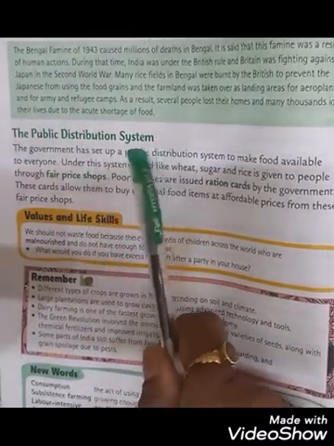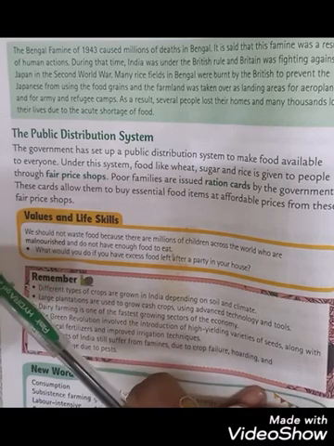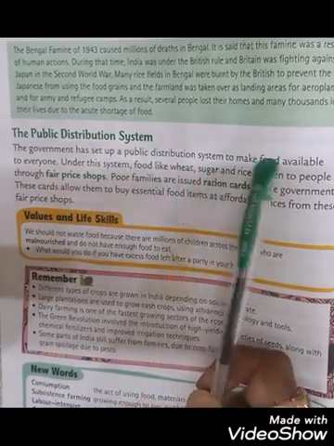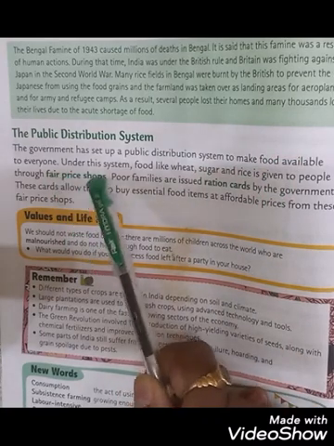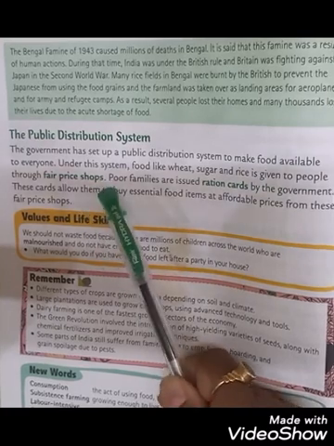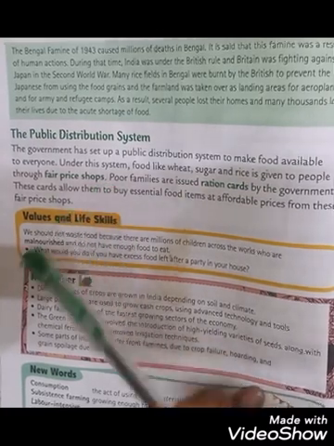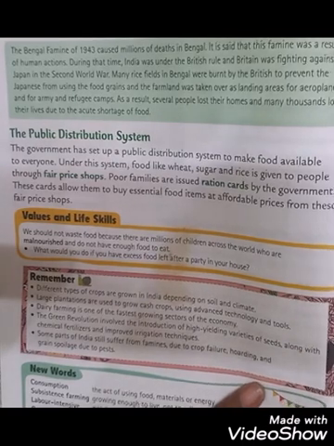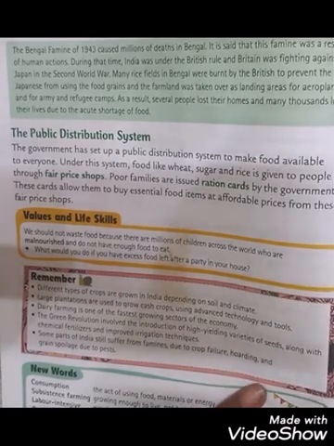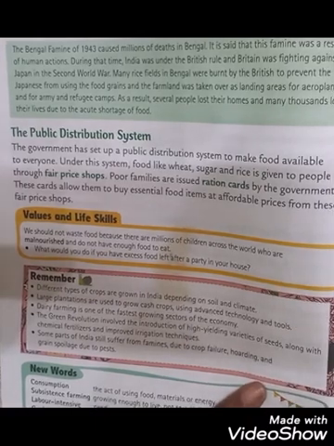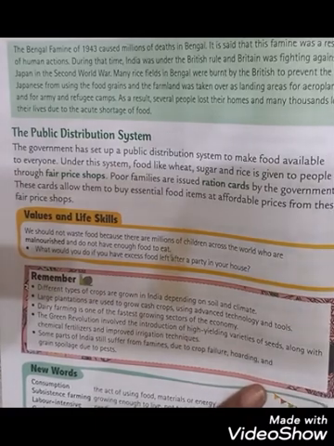Next is the public distribution system. With the system of ration cards, the government has set up a public distribution system to make food available to everyone. Food like wheat, sugar and rice is given to people through fair price shops. So fair price shops are there from where we can get the ration. This is the public distribution system, so that everyone can have the food that is available in our country.